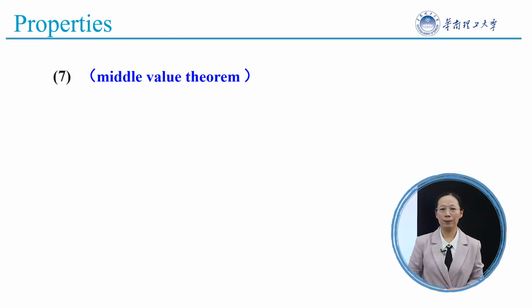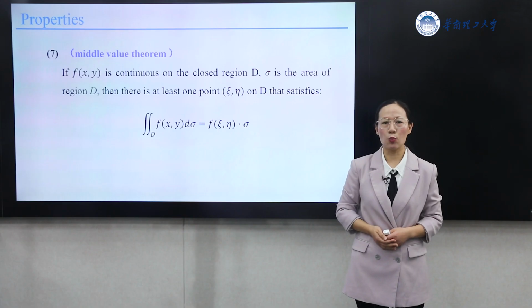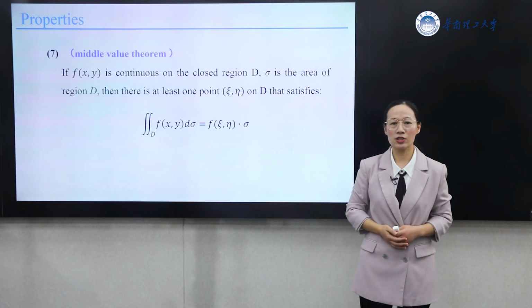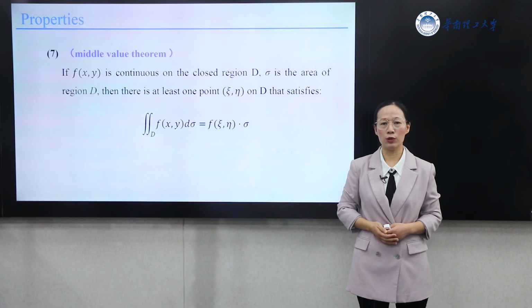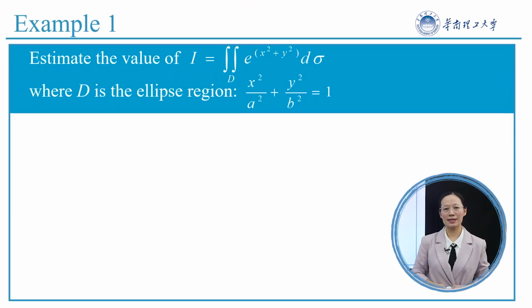Mean value theorem. If f(x,y) is continuous on the closed region D, and sigma is the area of region D, there is at least one point (xi, eta) on D that satisfies that the double integral of f(x,y) over region D is equal to f(xi, eta) times sigma. Next, let's give some examples to grasp the above properties.